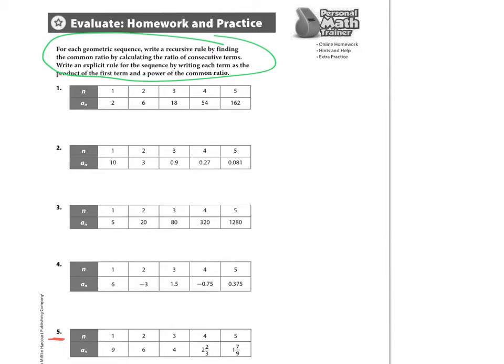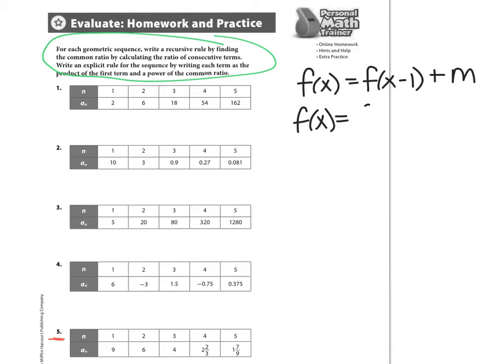Remember, in linears, recursive looks like this: f of x equals f of x minus 1 plus m, your slope. It's whatever you were going up by or going down by. Okay, so for a geometric, it's what you multiply by. So it's f of x equals f of x minus 1 times r, your common ratio.